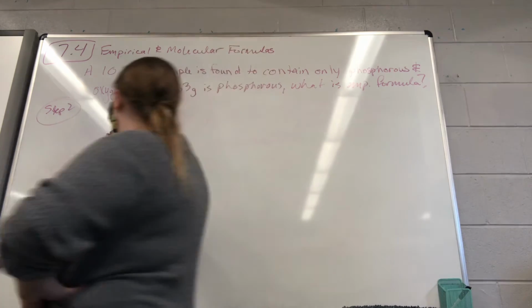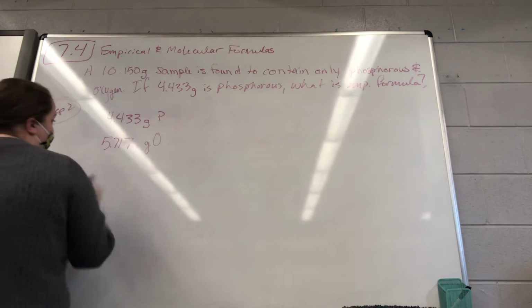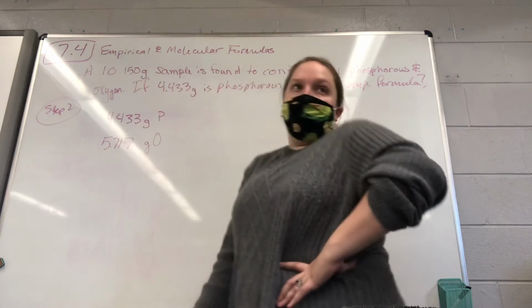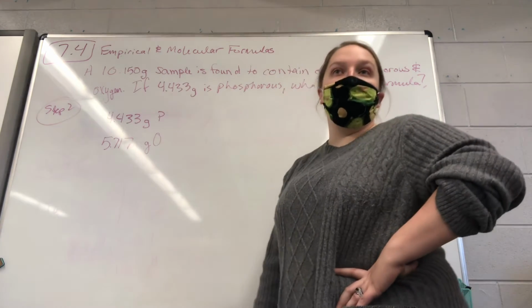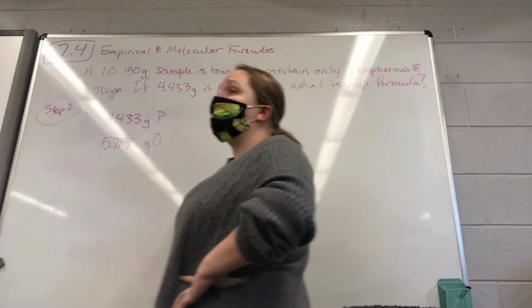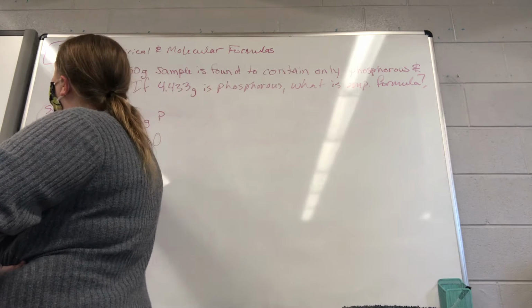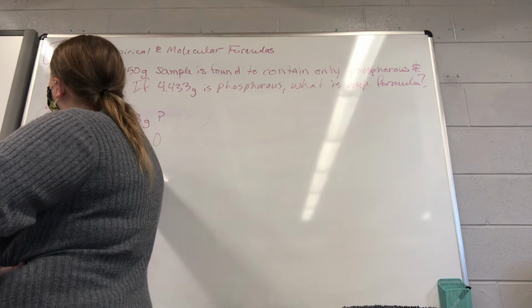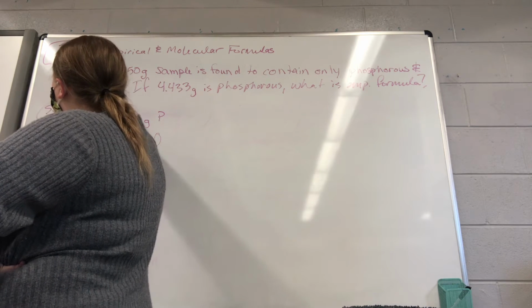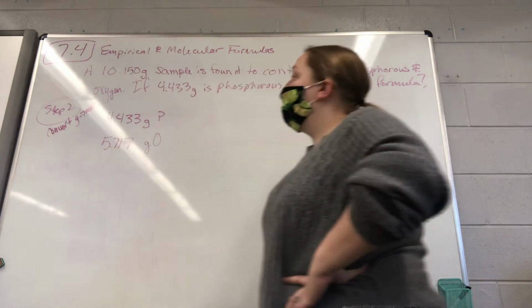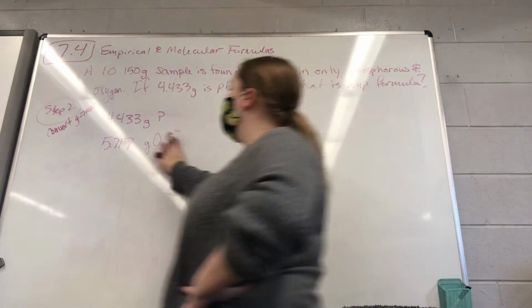So if this much of this sample is phosphorus, what is going to be the content of the oxygen? 5.717. Thank you. How'd you get that, Carter? You just subtracted from the 10 grams, okay? All right, step 2 is to convert grams to moles. So we need our molar masses. We're going to set up our 2 equations.